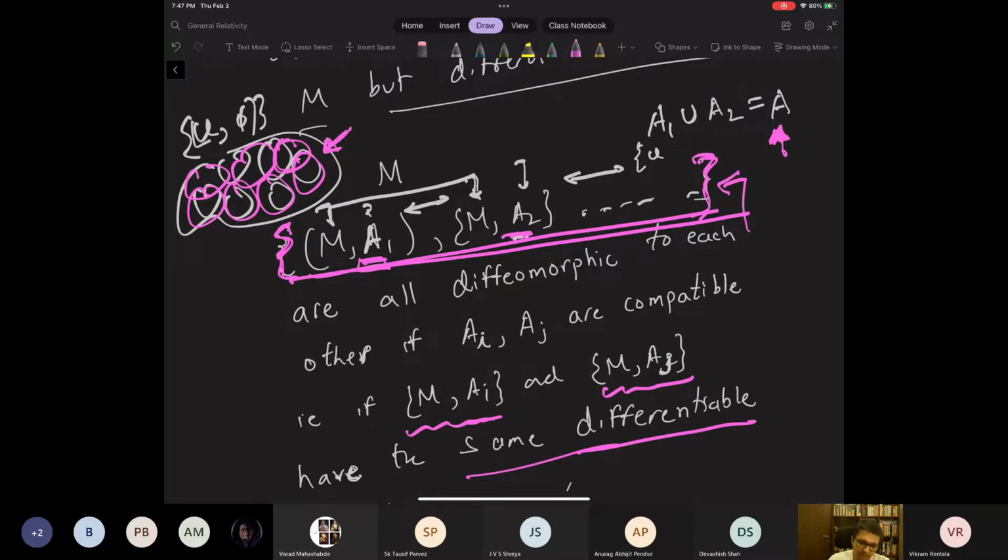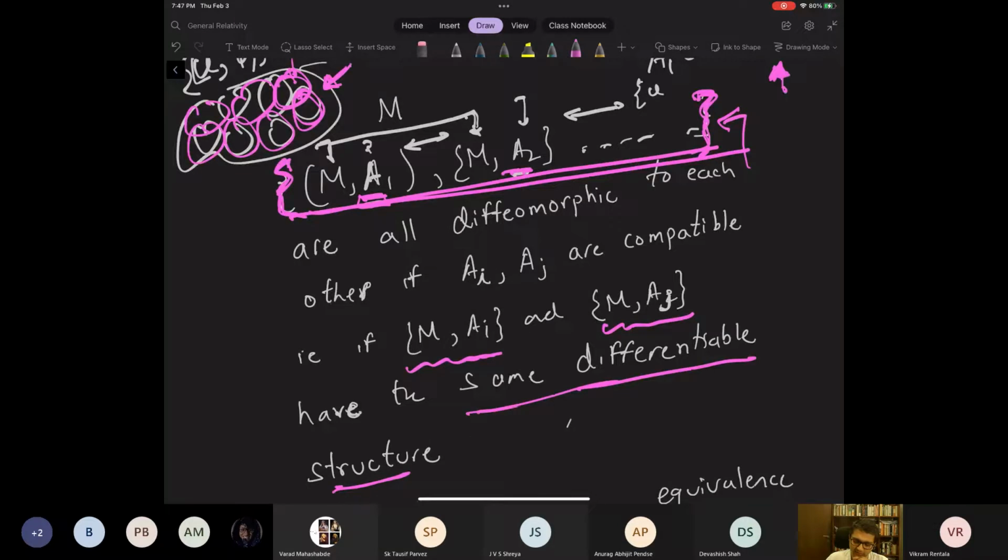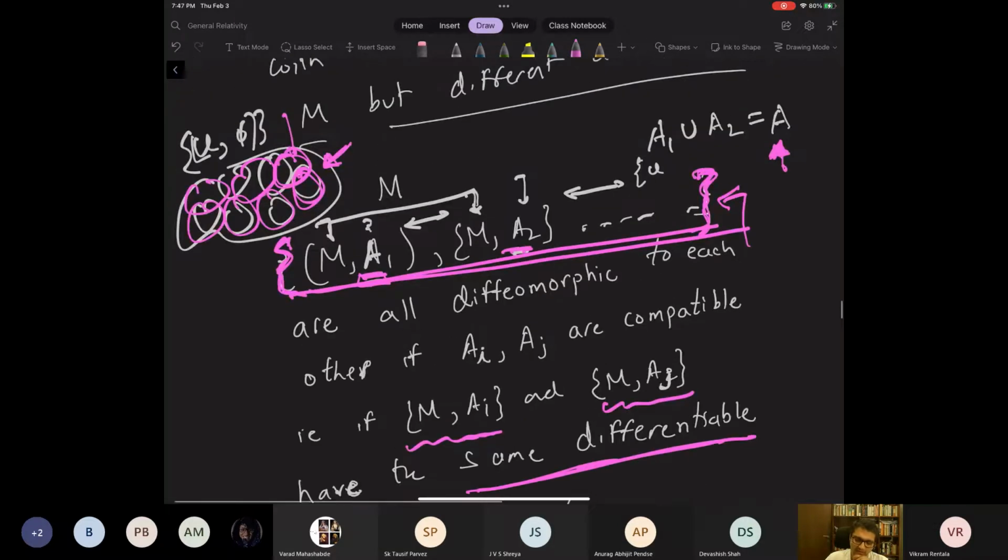Like we discussed in last class, when I patch these together, the pink atlas and the white atlas, it still gives me an atlas, because the transition functions between the pink coordinates and the white coordinates also need to be smooth. It seems like it should happen, but it turns out that there are exceptions. But if you can do this, then they fall in the class of having the same differentiable structure. And in fact, all these manifolds are then diffeomorphic to each other.